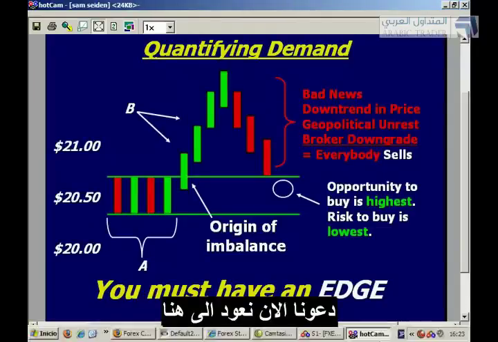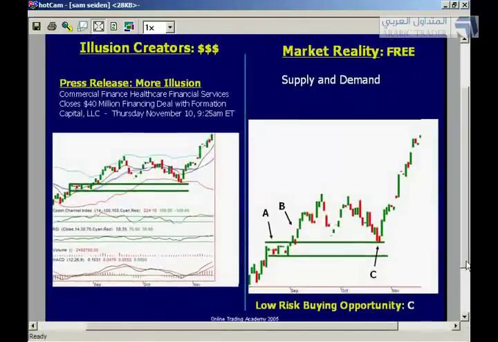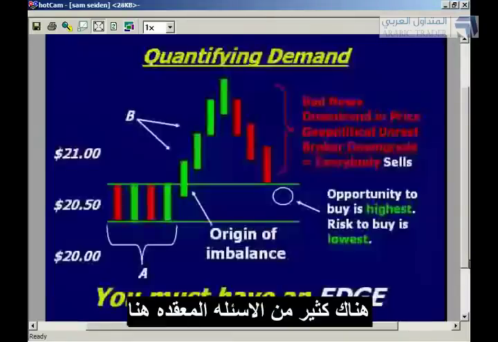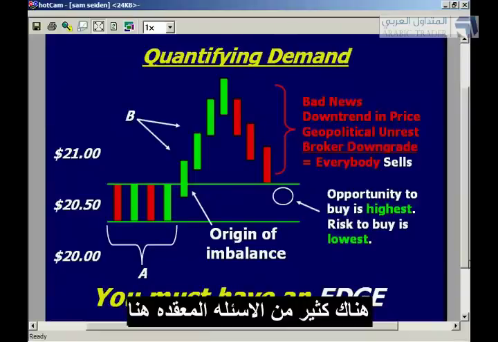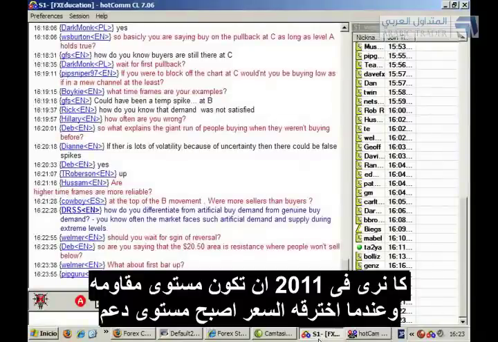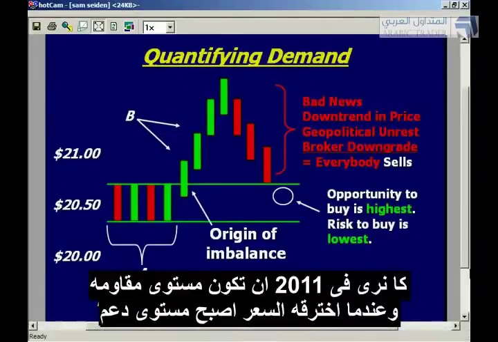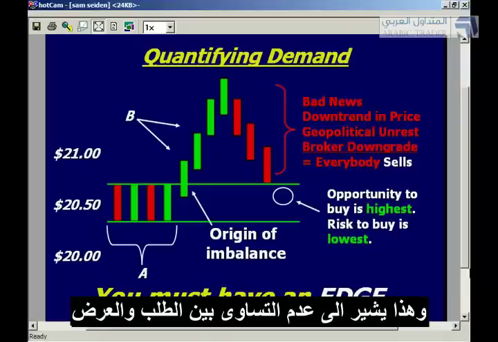Let me go back to that here. One second. I'll try to get a lot of these questions while we're moving. This question is: are you saying that the $20.50 area is resistance where people won't sell below? No, I'm saying that's actually a support level. It's a demand level.